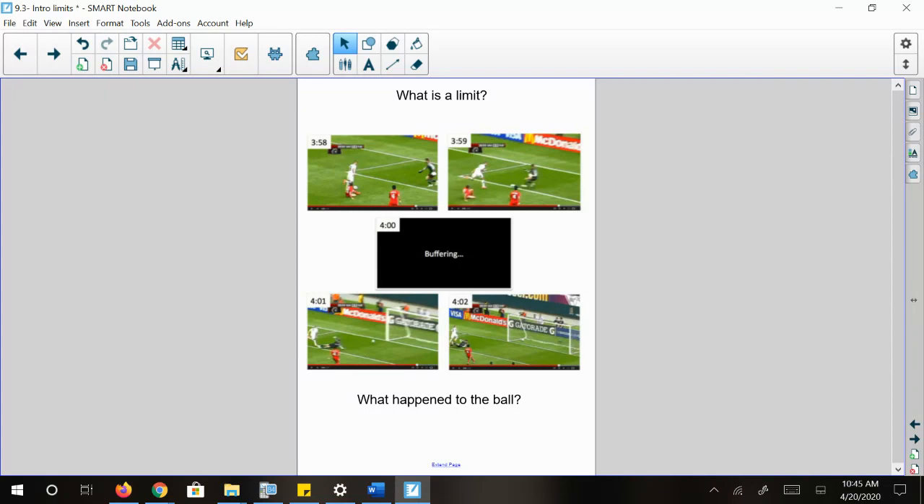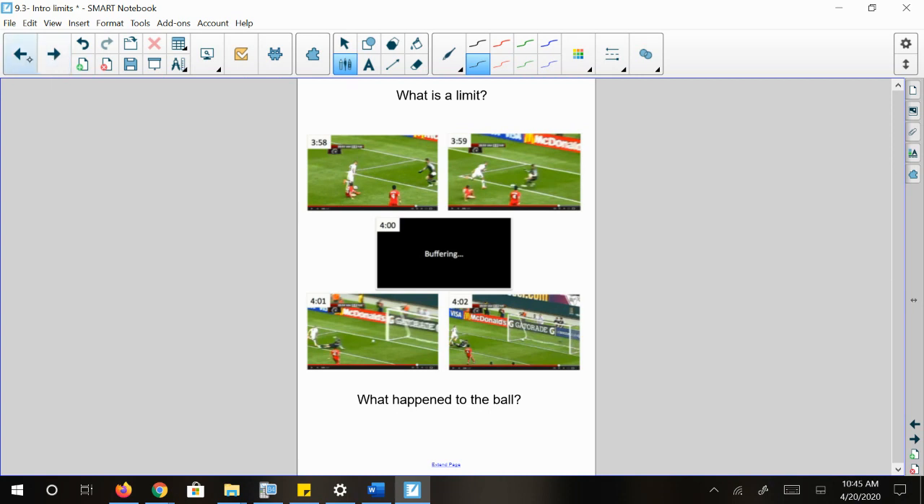Well, logically speaking, based on the fact that the ball was in front of the goalie before, and then after we got back from it buffering, it was past the goalie, we could assume that while it was buffering, it must have been going past the goalie. That would be a reasonable prediction that we could make based on what we're seeing both before and after this area where we can't see what's going on.